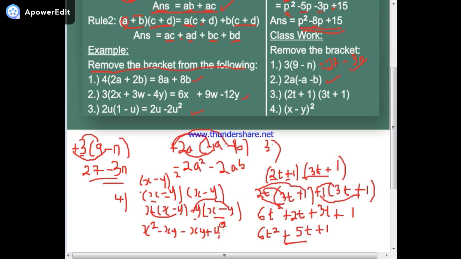So you now say that x square minus xy minus xy. So how many xy do we have here? That is one xy, and this one also one xy. Now minus 1 minus 1, that is minus 2, and join the xy to it, that is minus 2xy, plus y square. So that will be your final answer for that.